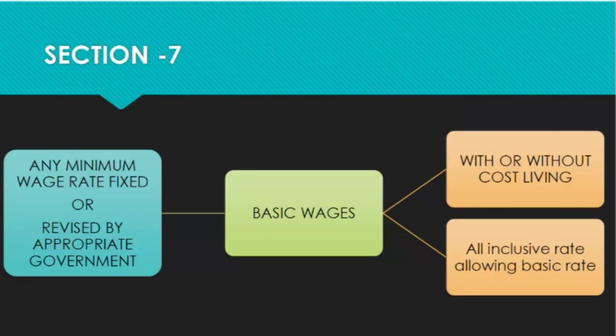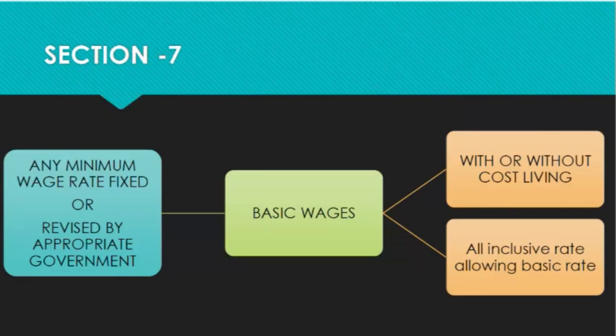Appropriate government shall fix the minimum wages. Appropriate government means the central government in case of railway, mines and oil fields. It is the state government in all the other sectors. So this appropriate government will have to fix minimum wages.